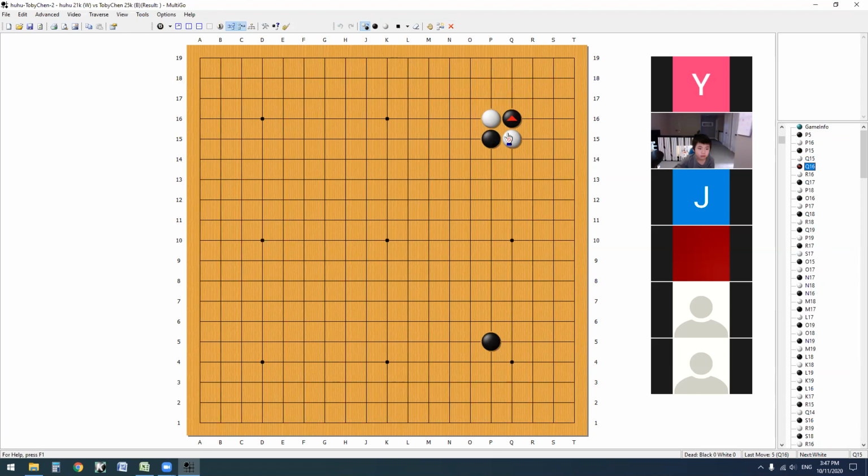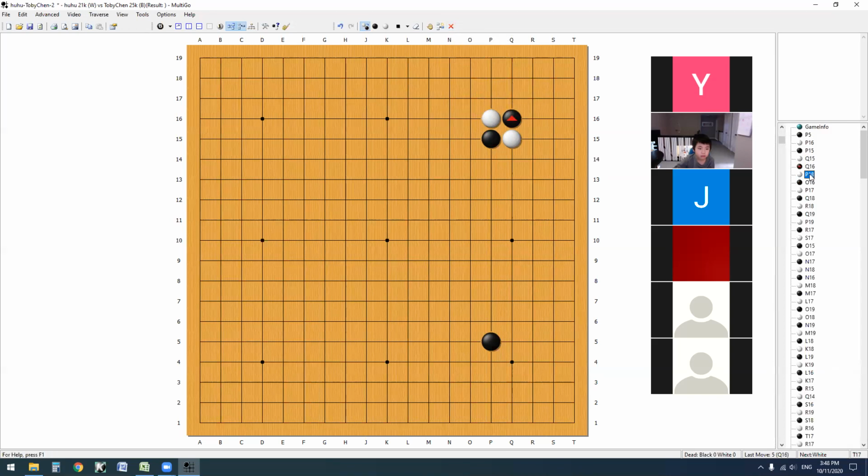For example, white can choose to extend here, or to extend there, or extend here or extend here. So all these four extensions are good moves, but don't atari. Atari anywhere is a bad move.